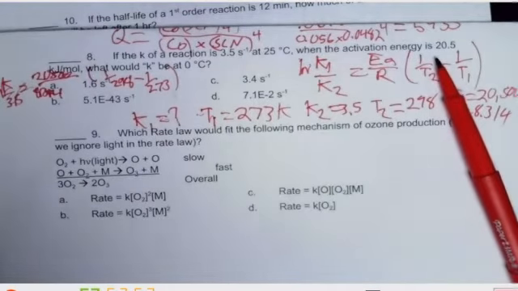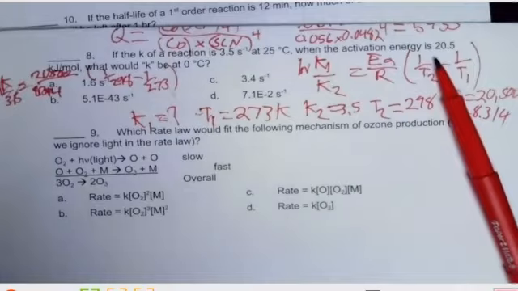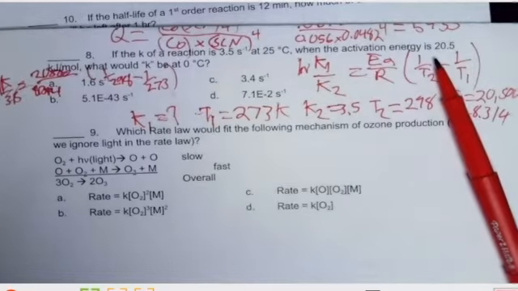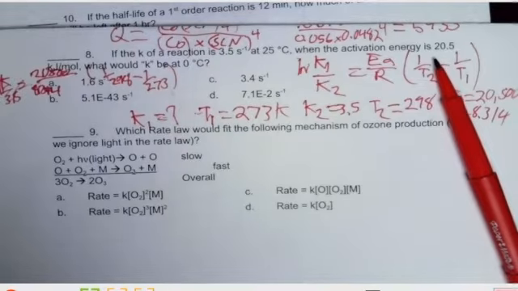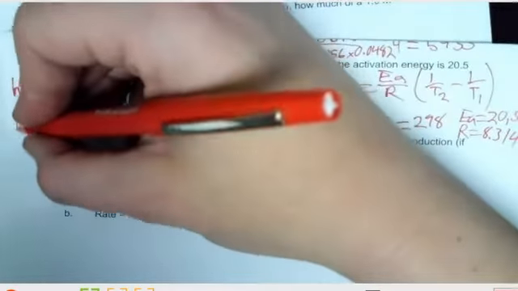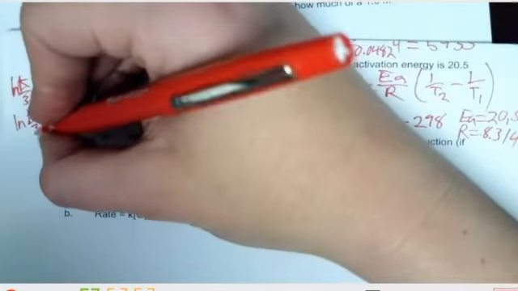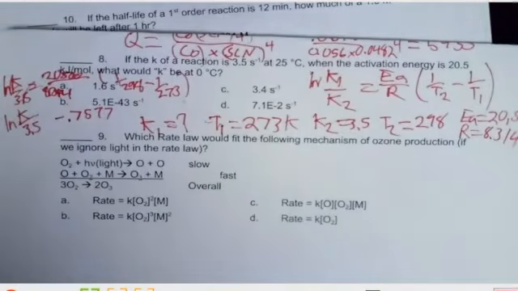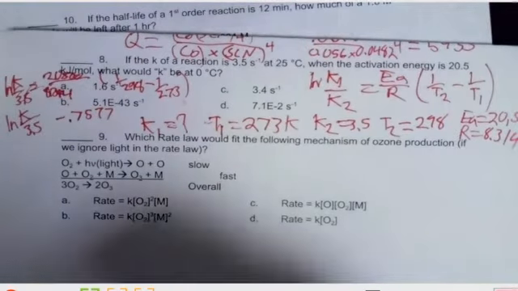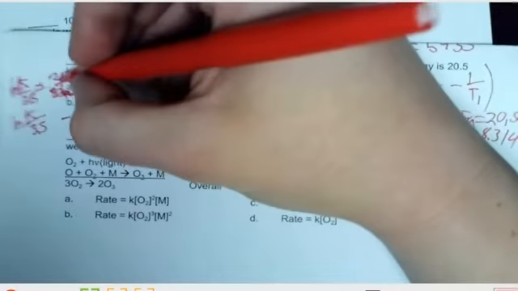We do 20,500 divided by 8.314 times the difference between 1 over 298 minus 1 over 273. You get negative 0.7577 equals natural log K over 3.5. So the next thing we have to do is inverse log that and then multiply by 3.5. You multiply that, you get 1.6. So the correct answer is A.